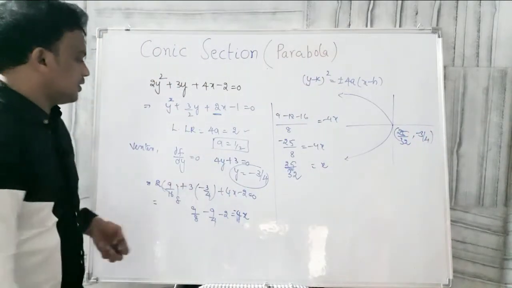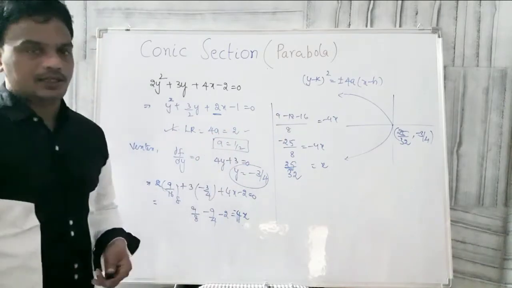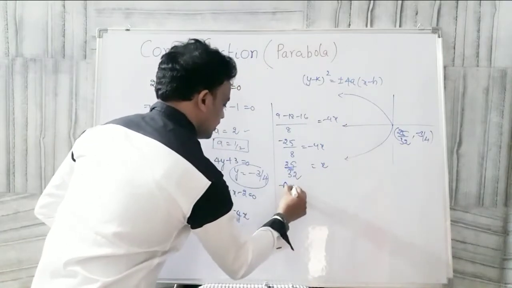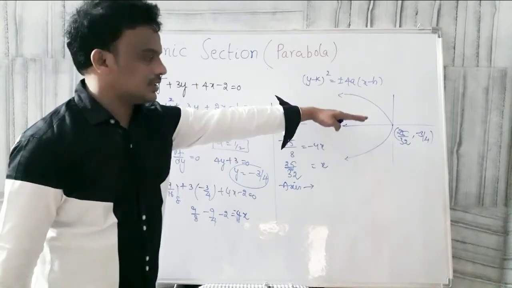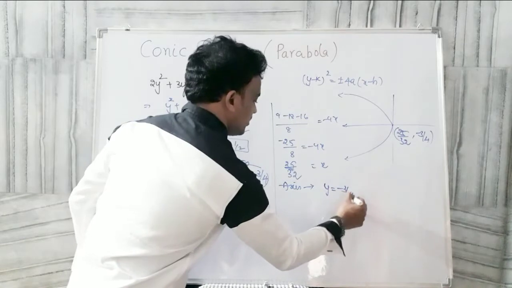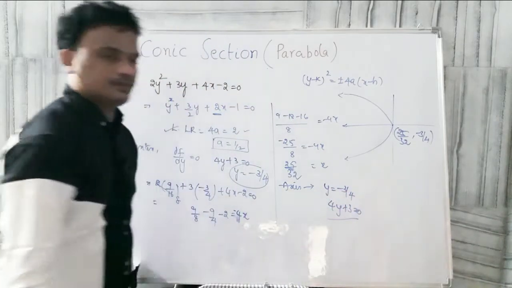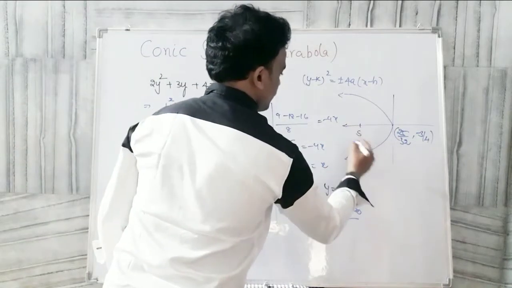So after this, I got the length of latus rectum and the vertex. Then what are the remaining things? What is the axis of the parabola? What is the axis of the parabola which is parallel to the x axis? So y is equal to constant, that means y is equal to minus 3 by 4, or simply 4y plus 3 is equal to 0. Then what is the focus?